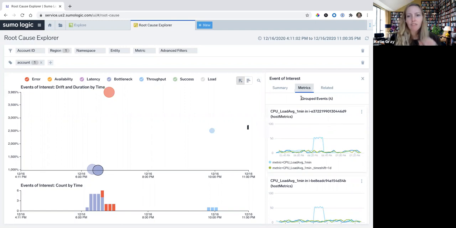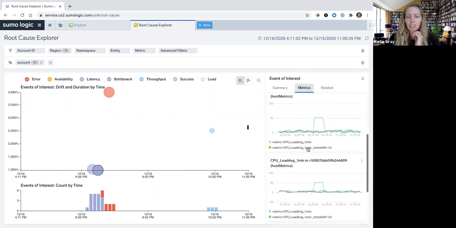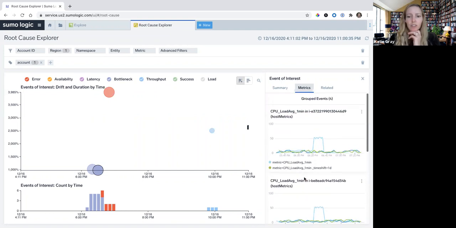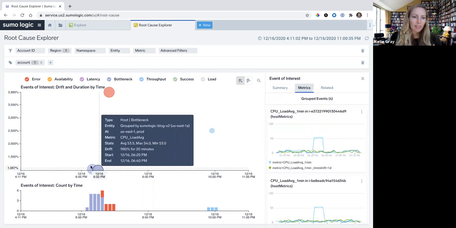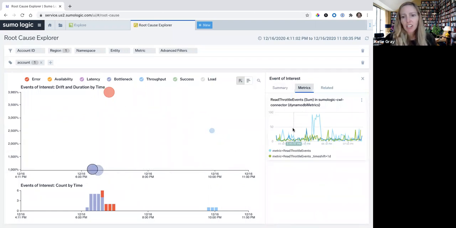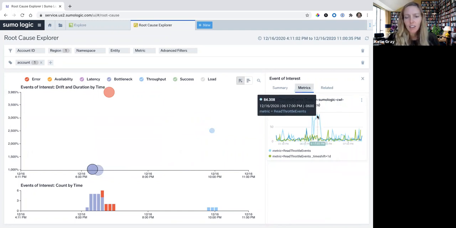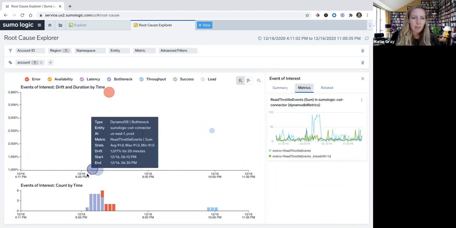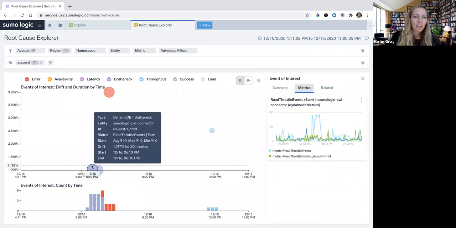It's also grouping 4 different events, so we're seeing this across multiple EC2 hosts, cutting down the number of things that you need to look at and digest. But then again, there's something that happened even before that. Here we have a DynamoDB bottleneck. And again, looking at the metrics, we see this huge spike. The metric that we're getting the anomaly for is the read throttle events. If I wanted to investigate this further, this seems to actually be the first thing that occurred.